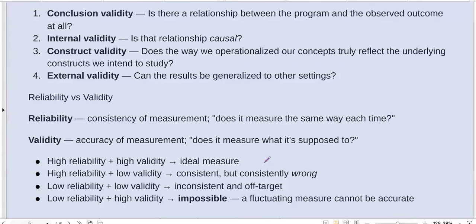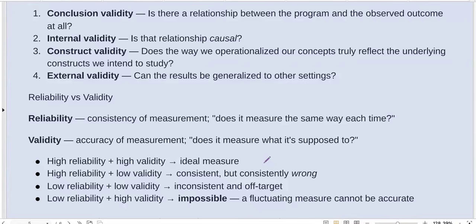High reliability with low validity is consistent but consistently wrong, not right. If the research has low reliability and low validity, it is inconsistent and completely off target. And if my research has low reliability and high validity, it is impossible. A fluctuating measure cannot be accurate.